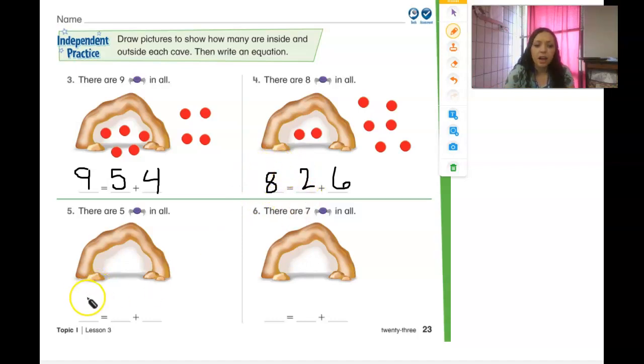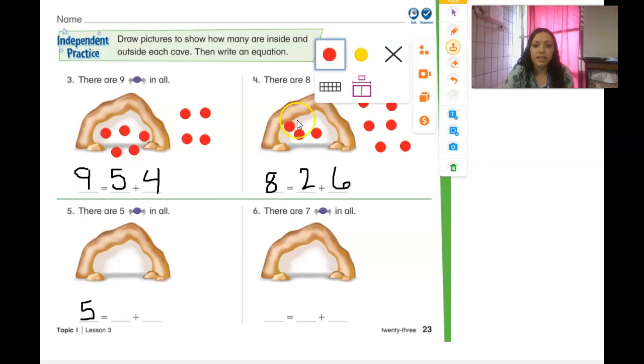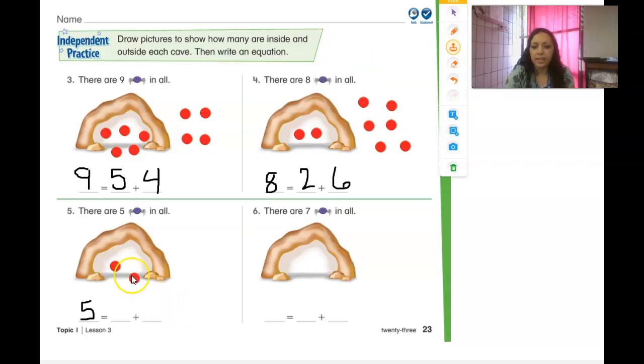Very good. All right, I have 5 spiders in all. I can go ahead and put that by my total. And then what I need to do is figure out how many do I want inside and how many do I want outside. Well, I just want 1 inside. Most of them are outside. So I could say 1, 2, 3, 4, 5. So if I do it that way, how many do I have inside? 1. Very good. How many do I have outside? 4. Good job. So I know 5 equals 1 plus 4.